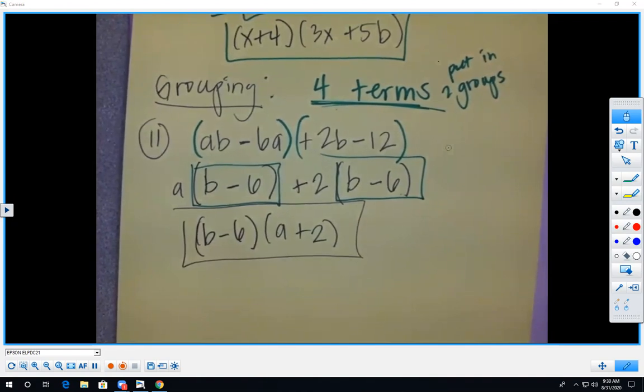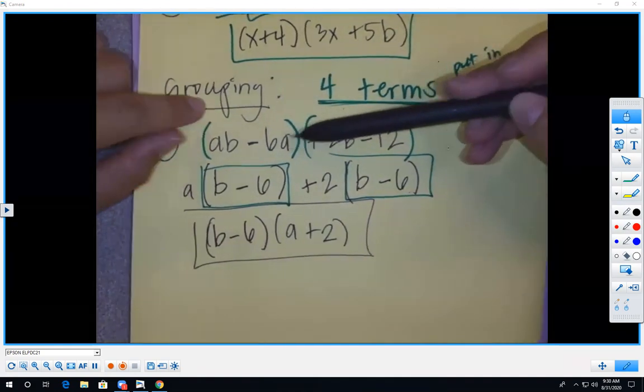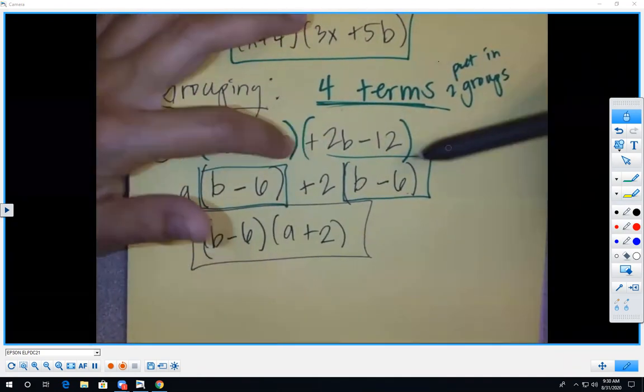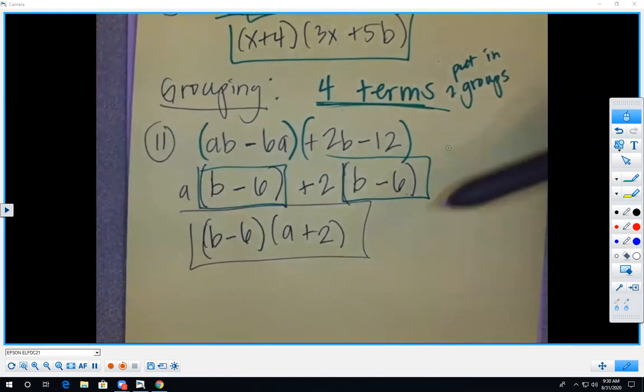Okay, so recap: put in 2 groups, factor out the GCF of the first one, factor out the GCF of the second one, and then factor out the GCF again. So basically you're factoring out the greatest common factor 3 times to get your answer.